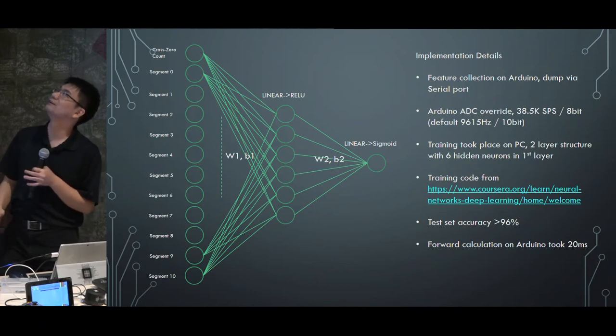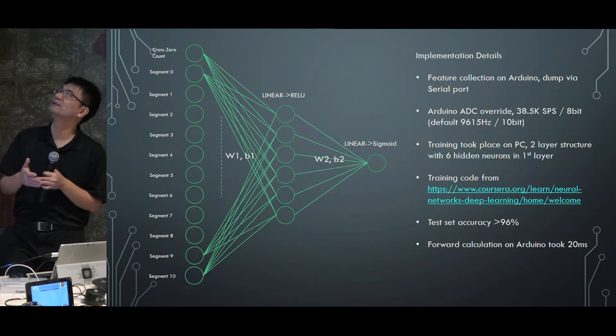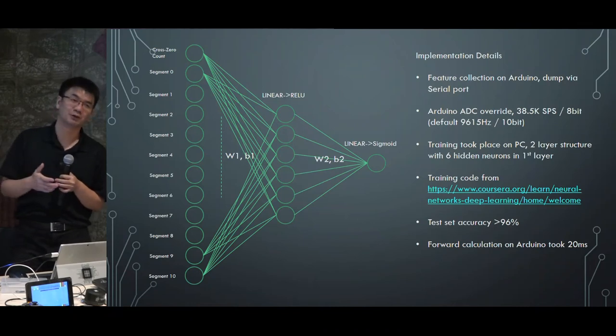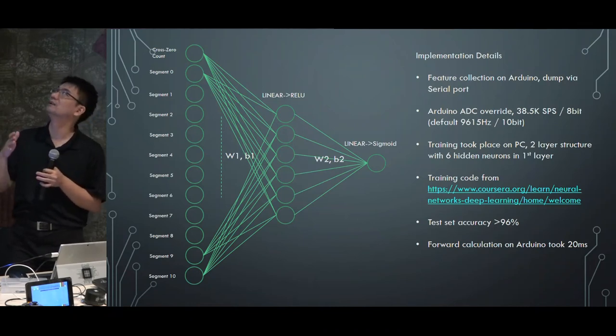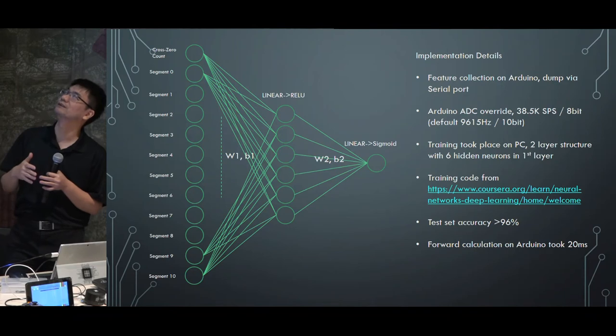Some details on the feature collection on Arduino: the ADC setting is 38.5 kilo samples per second, which is not the Arduino default sample rate, so I need to write some registers to override these settings.